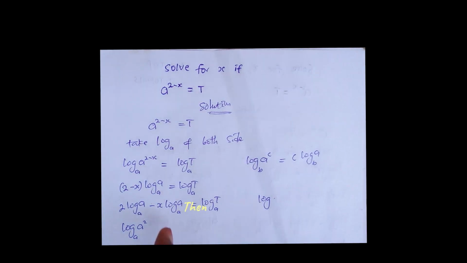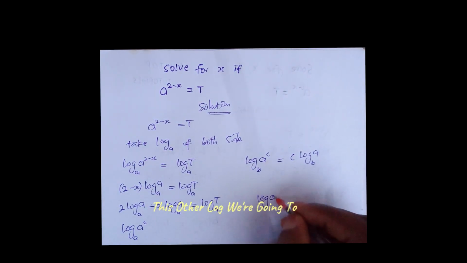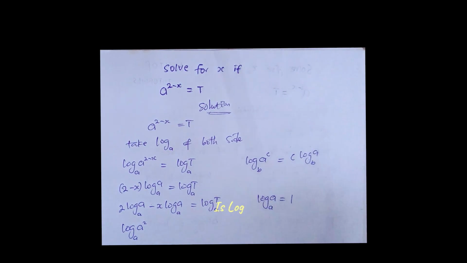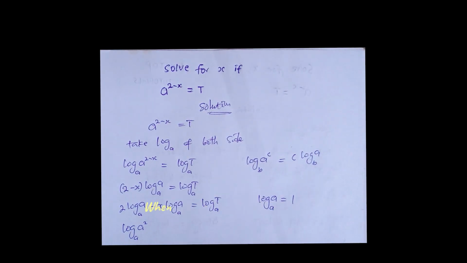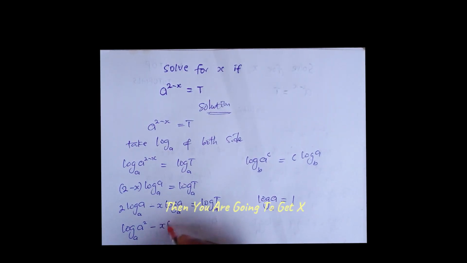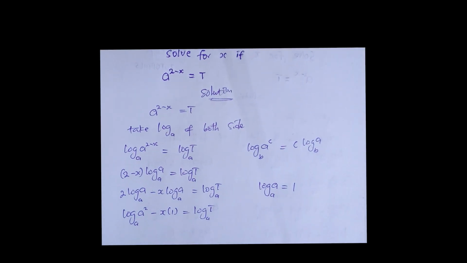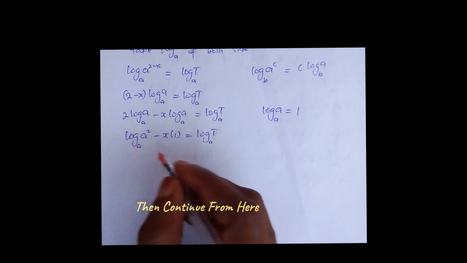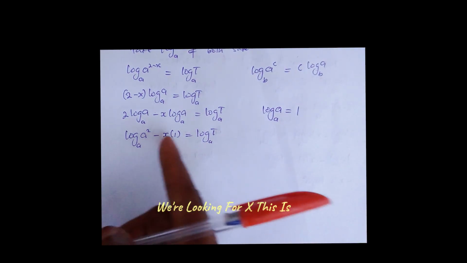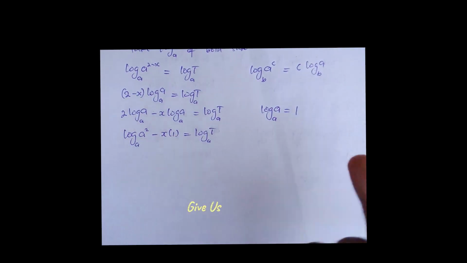Get that? Then on this other side, the other law we're going to use is log a base a is equal to 1. When the number and the base are equal, we get 1. Then we are going to get x times 1, which is equal to log t base a. Then we continue from here. We are looking for x. This is 1 times x, which gives us x.